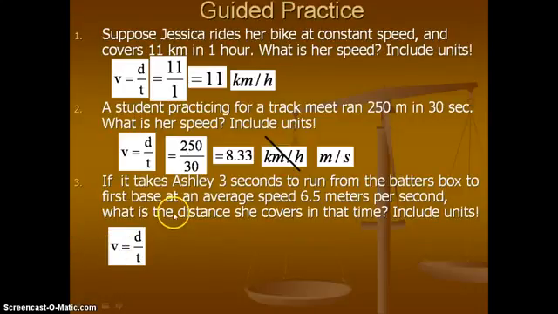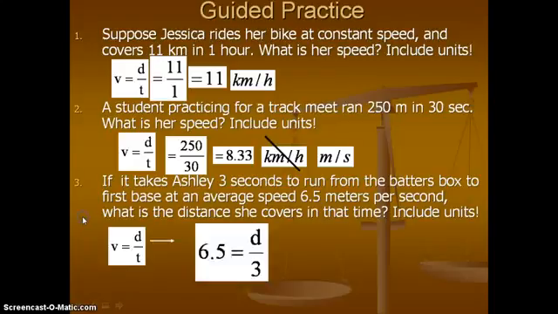We are looking for distance. Remember, the question asks, what is the distance? So we're going to leave d as our variable, like in math class, like when we're solving for x. But in this one, we're solving for d. And then 3 seconds, where does that 3 go? Well, seconds refers to time, so 3 is going to go in here for t. So we've got 6.5 equals d over 3.